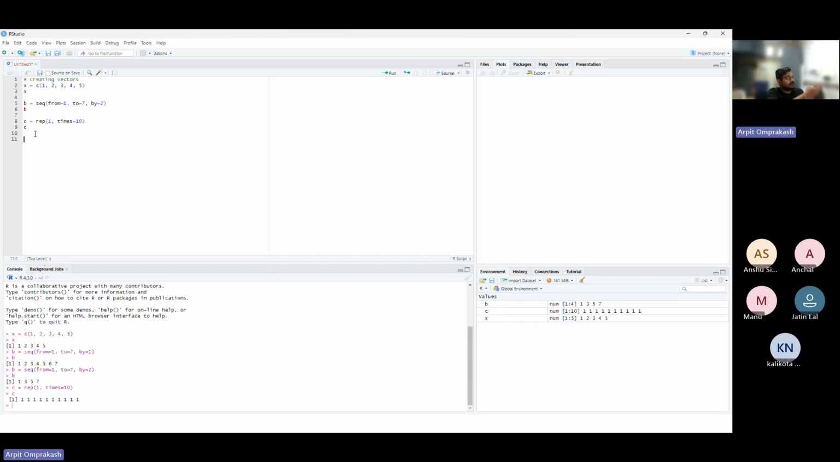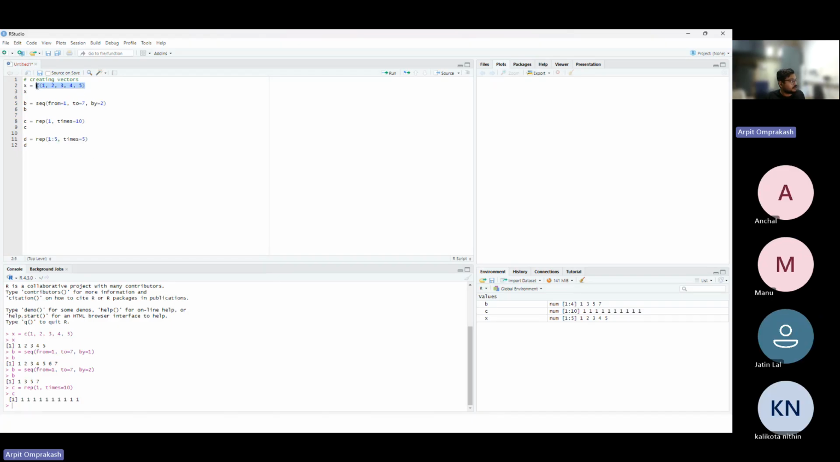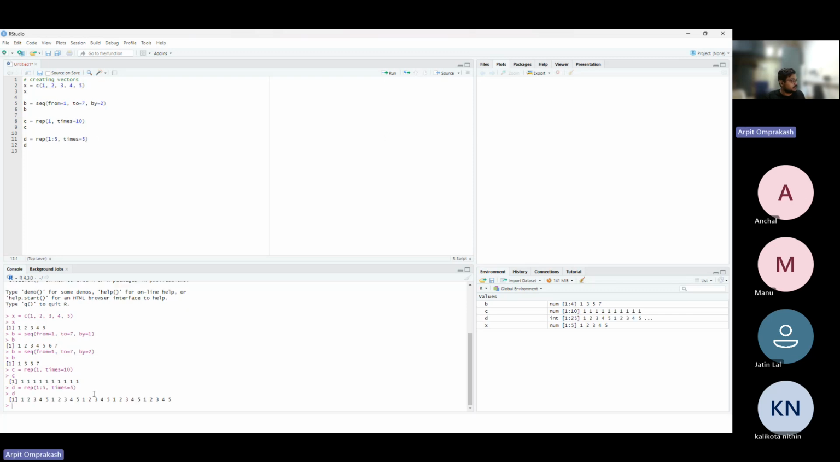And you can combine these operations. There's another thing. You can do 1 colon 3. This is also another way of writing a sequence. So if I do 1 colon 5, this is the same as writing seq. I run this, and you see that there's a sequence 1 to 5, and it is repeated 5 times. So we get a longer sequence like this.